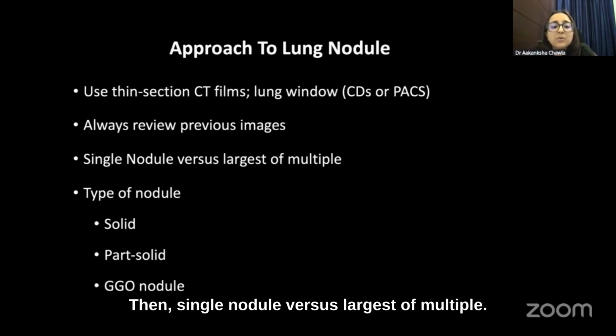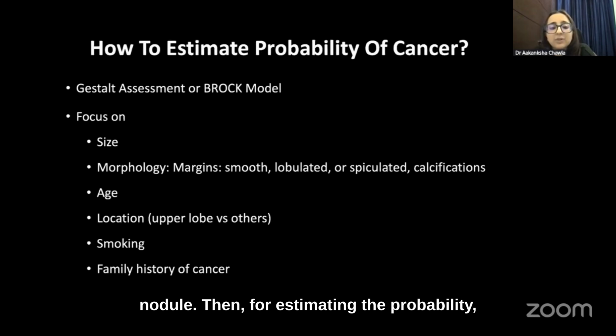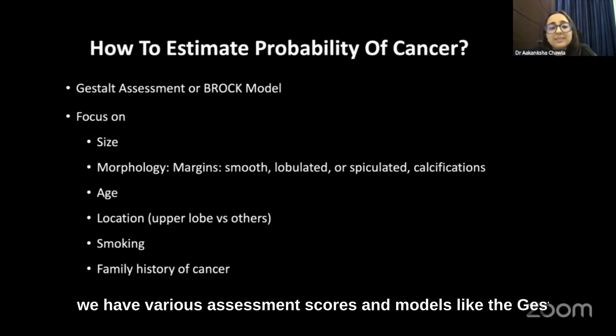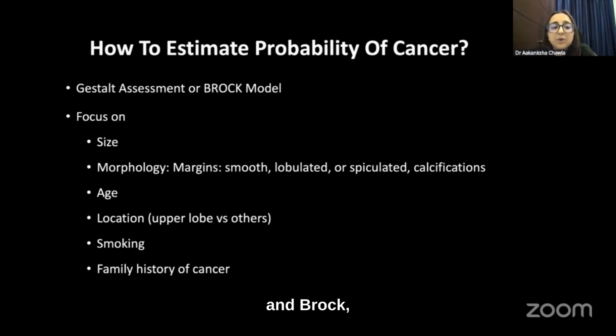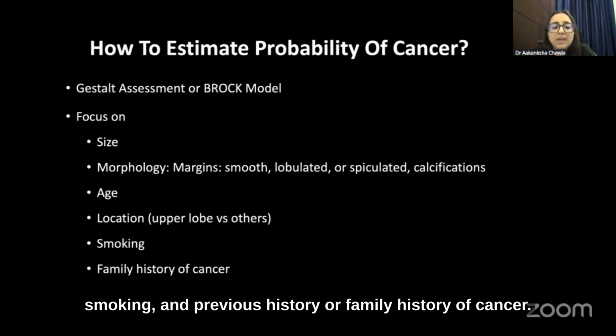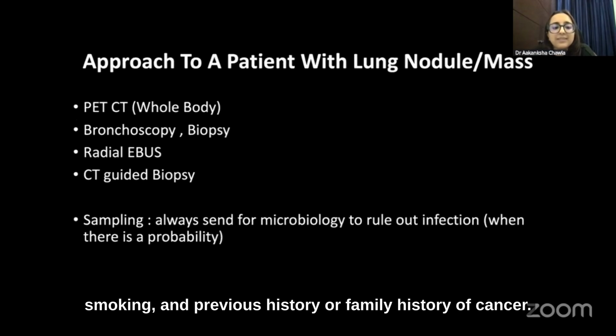Then single nodule versus largest of multiple. Type of nodule we've already talked about, solid, subsolid, which can be part solid or ground glass nodule. Then for estimating the probability, we have various assessment scores and models like the Gestalt and Brock, which focus on size, morphology, age, location, smoking, and previous history or family history of cancer.